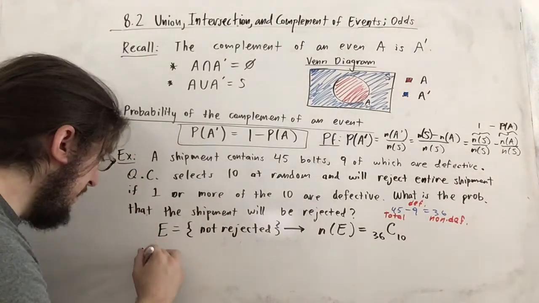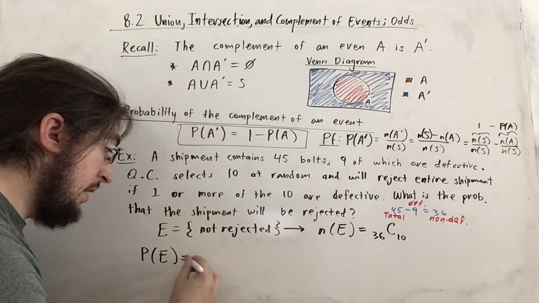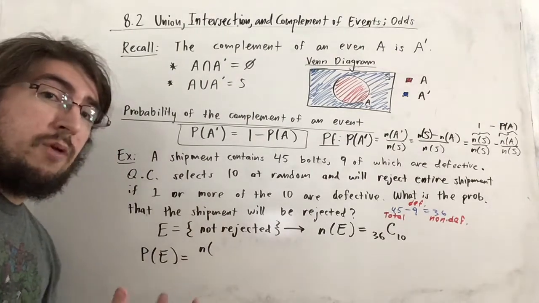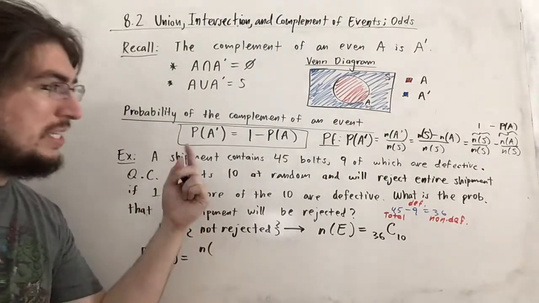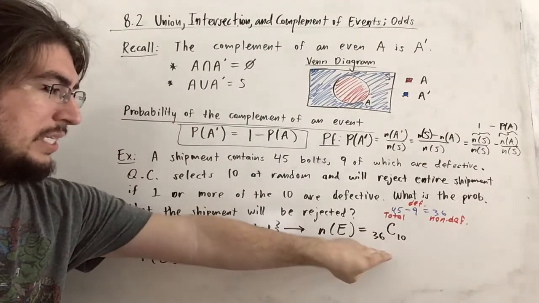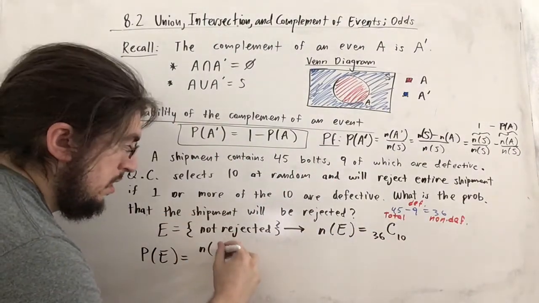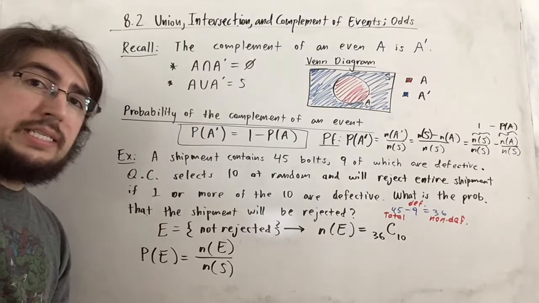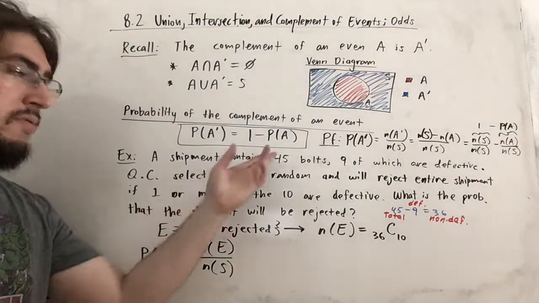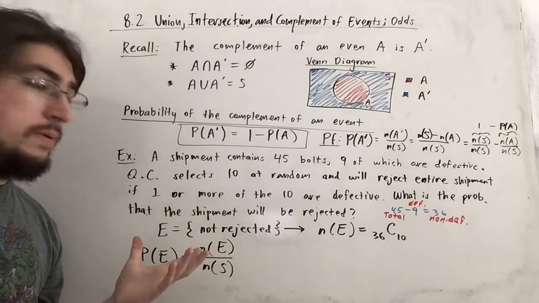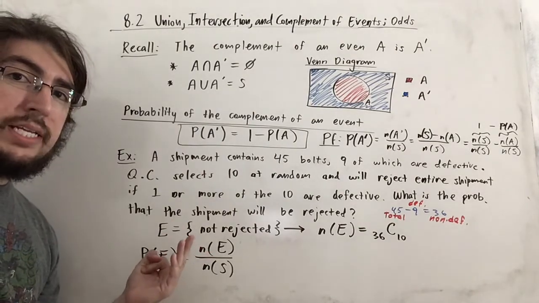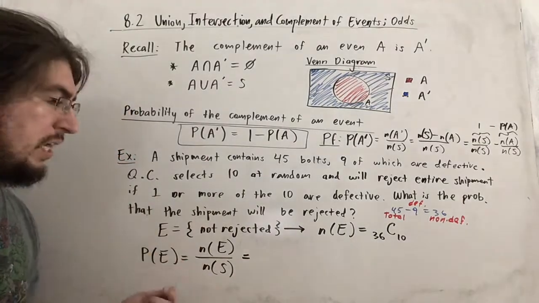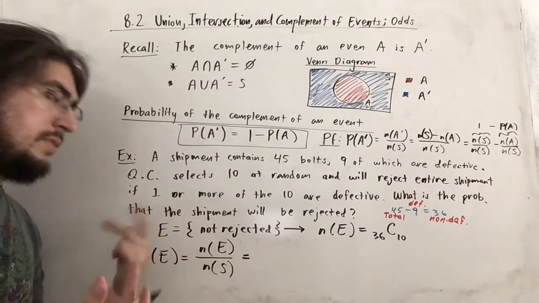So the probability that we do not reject the shipment is just the number of elements in E, in other words, the number of ways you can not reject, so the number of ways you can select 10 of the 36 that are good, divided by the number of things in the sample space. Now the sample space is the amount of ways you can select 10 of 45, because that would be all possibilities. But again, E specifically is not rejecting, so that's selecting only non-defective bolts. I know it sounds complicated, but the more you think of it, this is kind of the only way of arriving at the solution here.